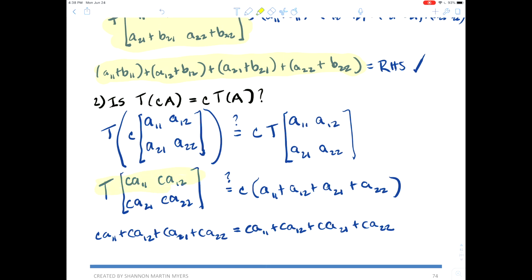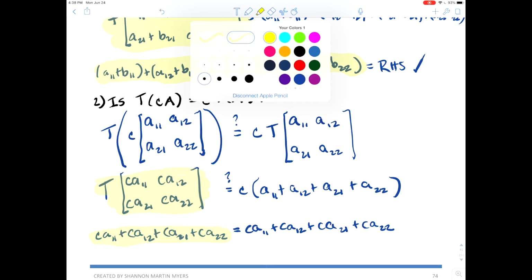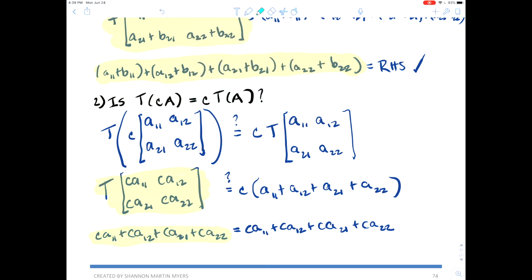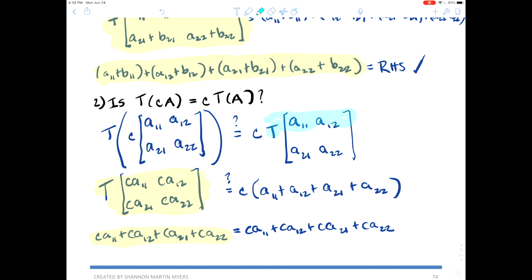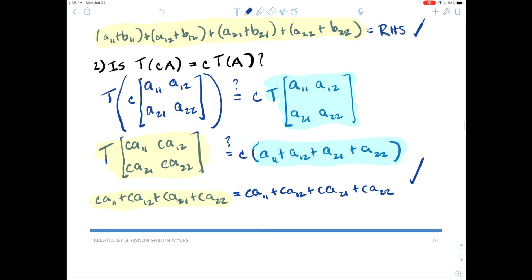So here's where I applied the linear transformation on the left. And then on the right side, applying the linear transformation just to A, we got all of this here, and then we brought the constant C in. And so that checks out. And so what can we conclude? We can say, yes, T is a linear transformation.